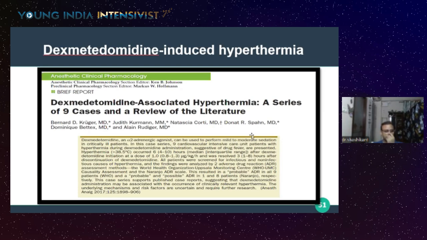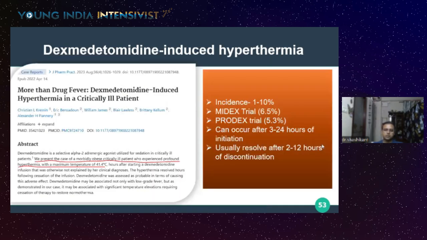As we can see, there are lots of case series, case reports, and retrospective data which suggest that dexmed can cause hypothermia. The incidence has been reported to be 1 to 10%, and there were two trials, the MIDEX and PRODEX trials, which reported dexmedetomidine related hypothermia as an adverse effect in around 5 to 6% of patients, and it usually occurs 3 to 24 hours after initiation of dexmed and resolves 2 to 12 hours after discontinuation.